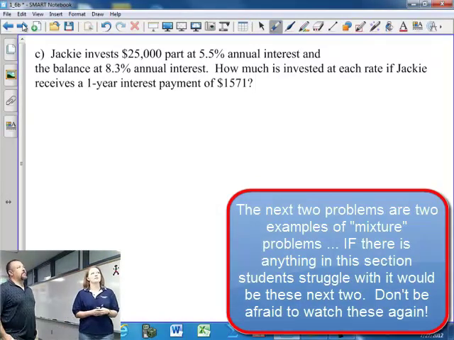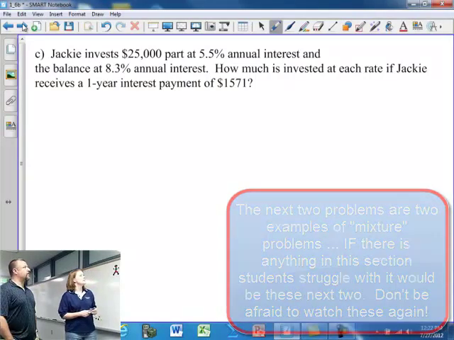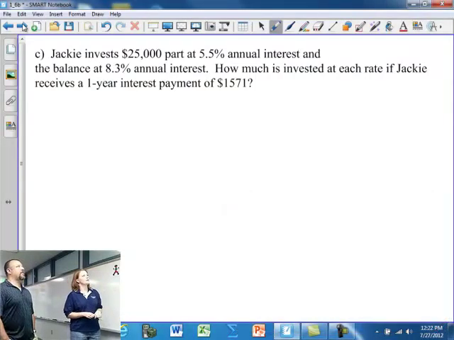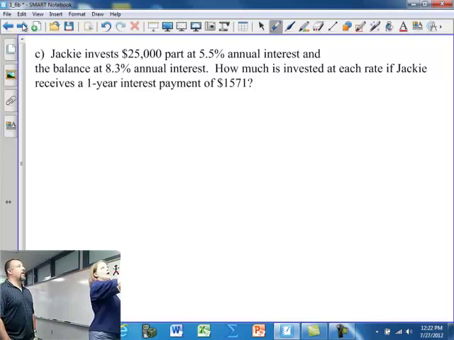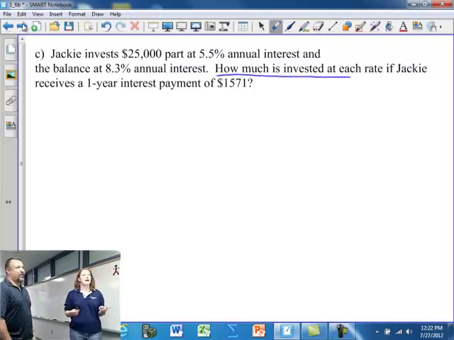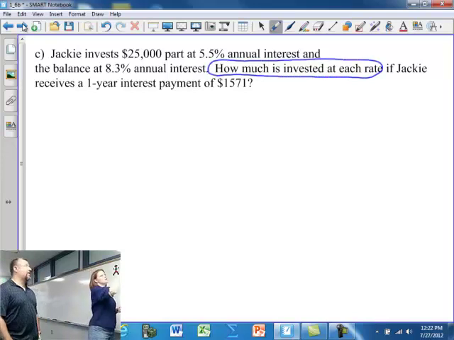All right. So Jackie's going to invest $25,000, part at 5.5% and the balance at 8.3% annual interest. How much is invested at each rate? Okay, so go to the question. How much is invested at each rate? This is our variables. We need 2 of them.